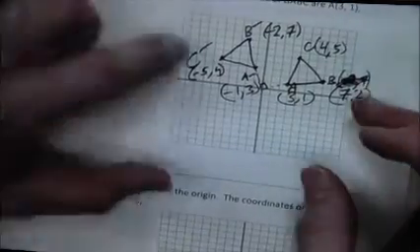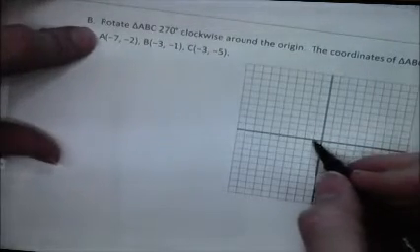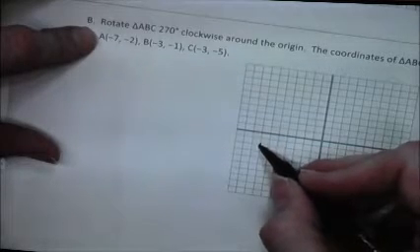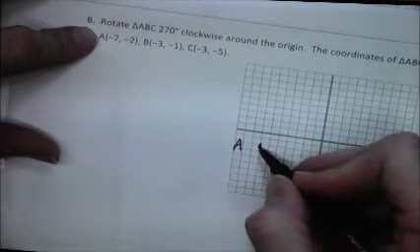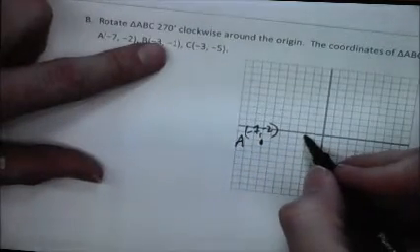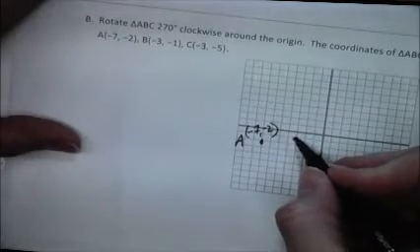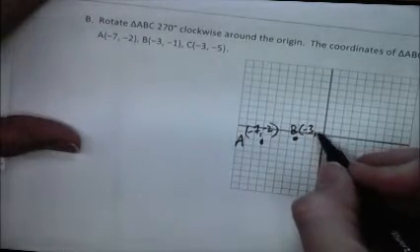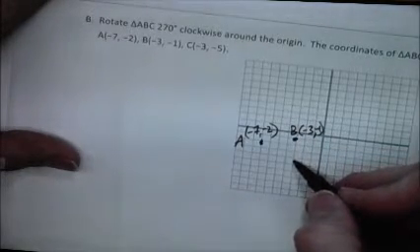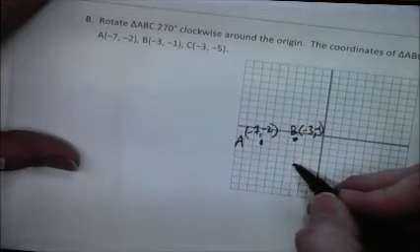Okay, so think about what happens when you rotate it like that. And now let's take a look at the bottom one. So let's first put this triangle in. 1, 2, 3, 4, 5, 6, 7: -7 and -2. So that's A. B is at -3 and 1. C is at -3 and -5.